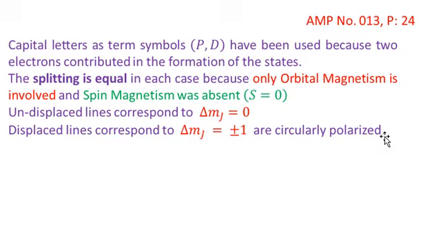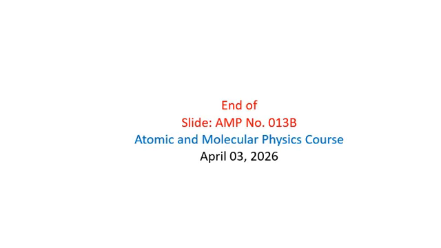So I have explained the ordinary Zeeman effect, or the normal Zeeman effect, in much greater detail. In the next slide, I shall be talking about the anomalous Zeeman effect. So this lecture is continued. But for now, this is the end of slide number 13B of the course on atomic and molecular physics.